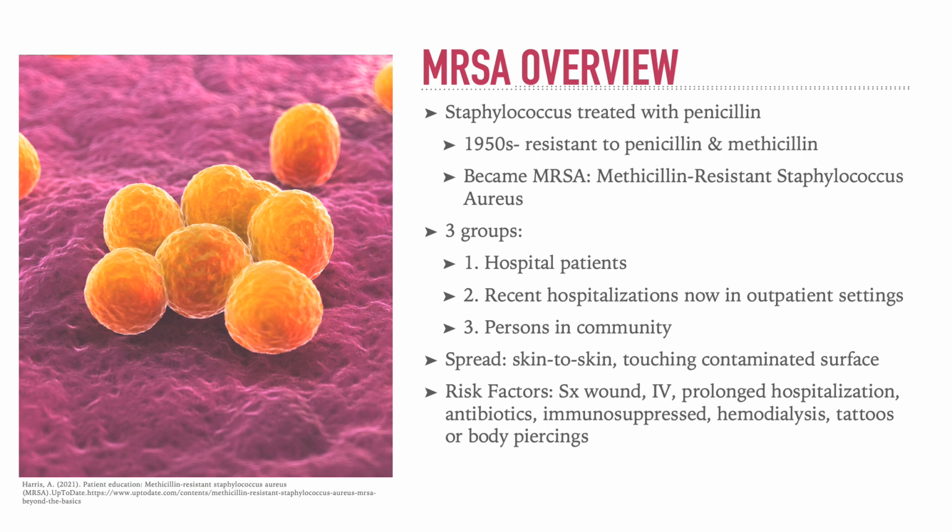There are three groups of populations that are able to contract this infection: one, mainly hospital patients; two, recent hospitalizations, now in outpatient care settings; and three, any persons in the community. MRSA spreads from skin-to-skin contact or touching contaminated surfaces. Risk factors include surgical wounds, IV sites, prolonged hospitalizations, prolonged antibiotic use, immunosuppressed patients, hemodialysis, or patients in the community having tattoos or body piercings.